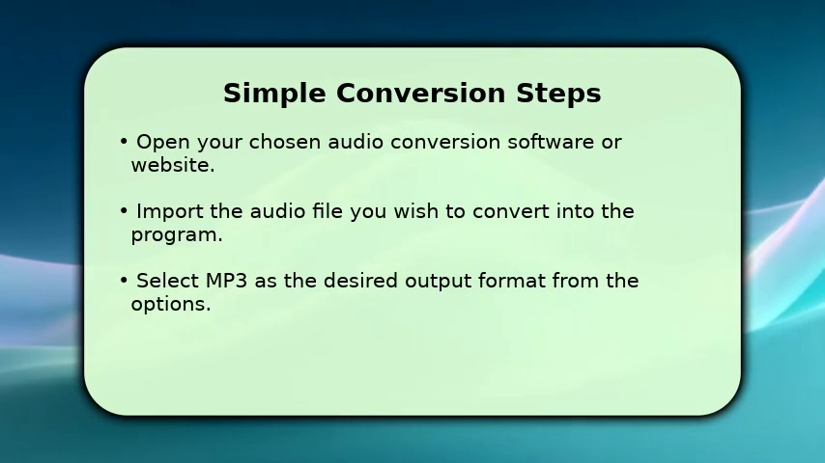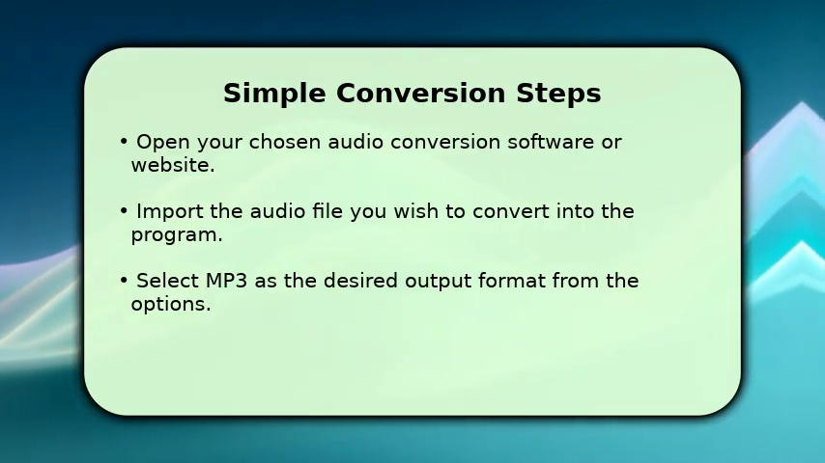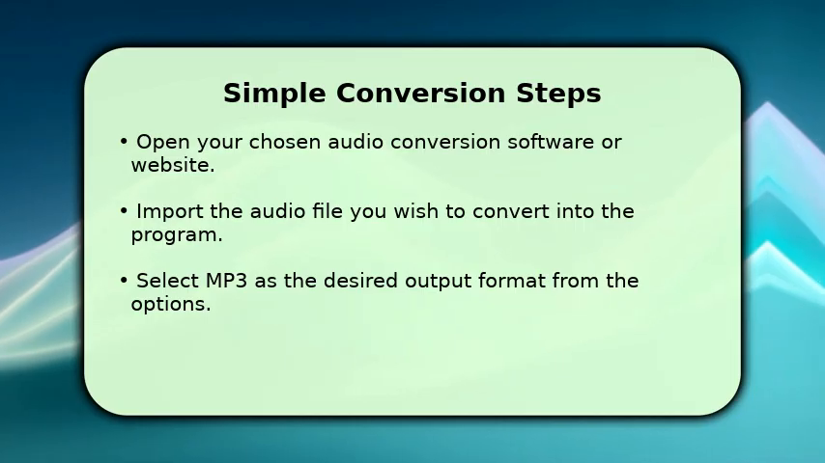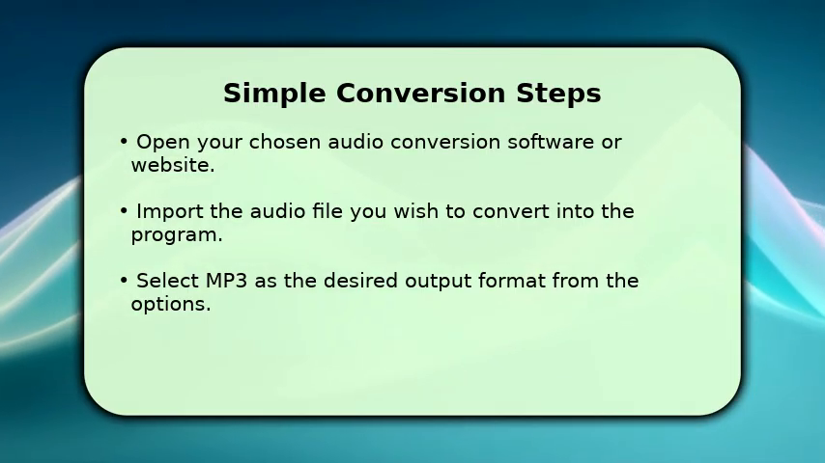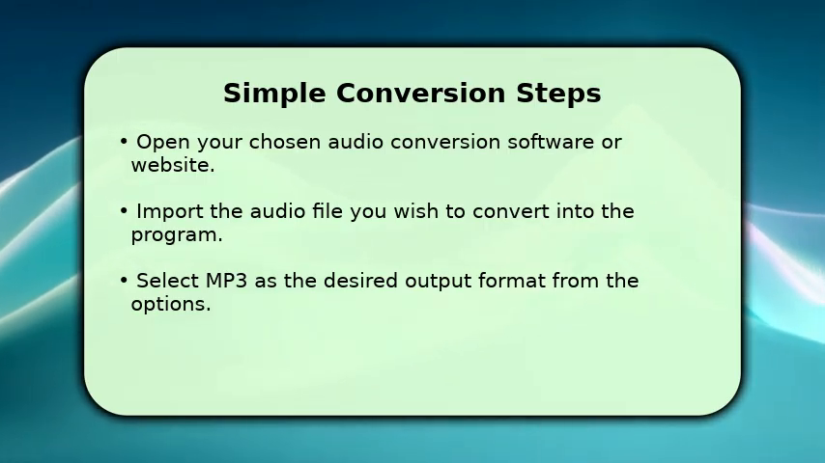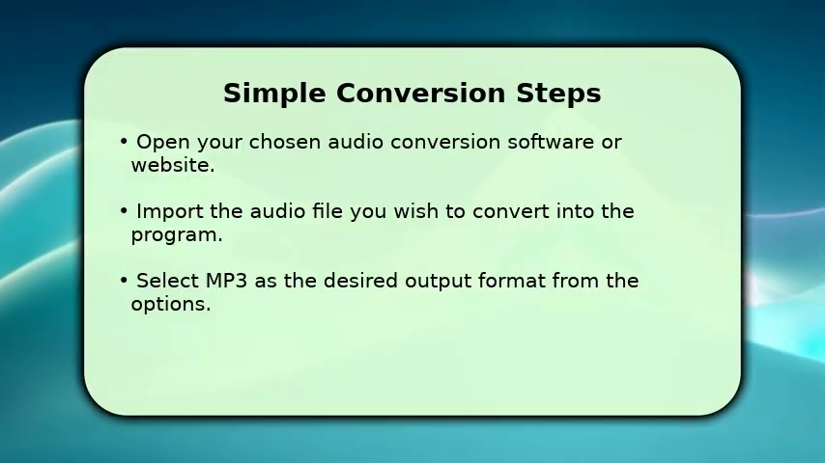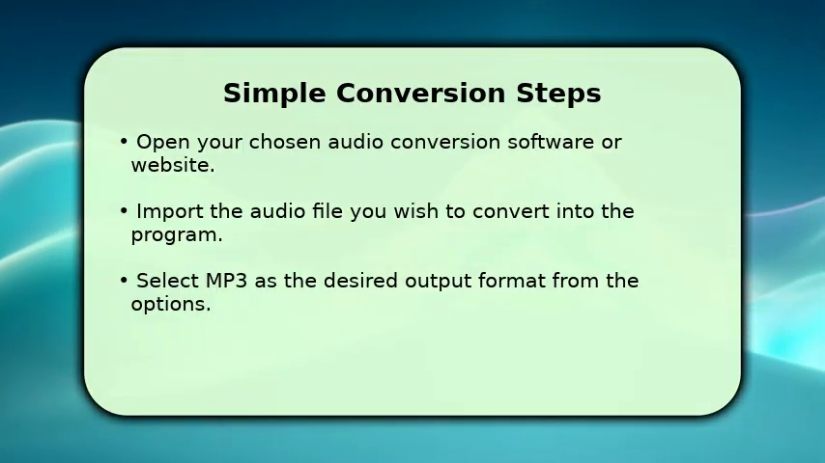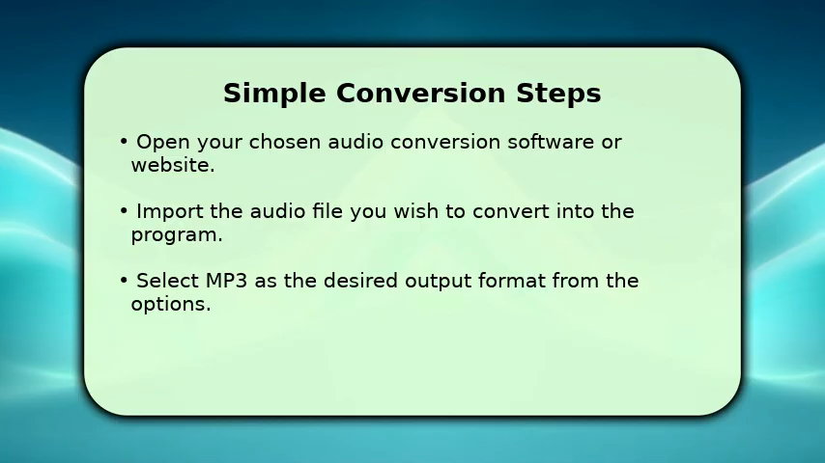Converting your audio to MP3 is a straightforward process. First, launch your selected conversion software or navigate to the online converter's webpage. Next, you will need to import the audio file you intend to transform. Once loaded, simply choose MP3 as your output format. You might also see options to adjust quality settings, such as the bitrate. Finally, click the Convert button and save your newly created MP3 file to your desired location.